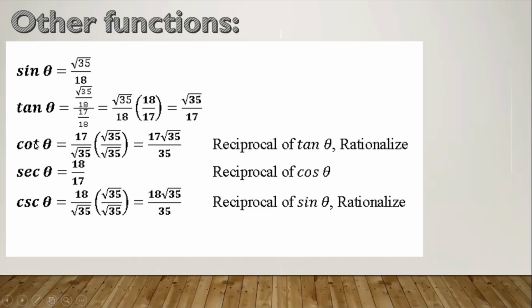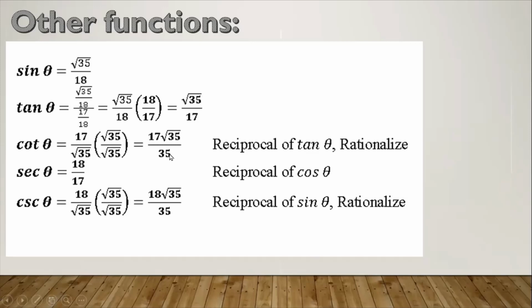And for cotangent, which is the reciprocal of tangent theta, the reciprocal of this value is 17 over square root of 35. As you can see, our denominator is square root of 35, which means we have a radical symbol in the denominator. We need to rationalize it. Therefore, multiplying square root of 35 over square root of 35 to our value, we get 17 square root of 35 all over 35.